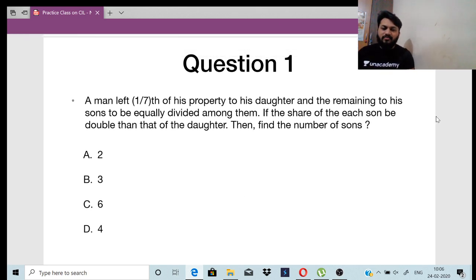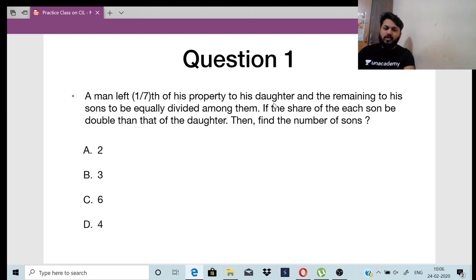A man left 1/7 of his property to his daughter and the remaining to his sons to be equally divided among them. If the share of each son is double that of the daughter, then find the number of sons. The share of each son is double that of the daughter, so how many sons are there? You have to find it. A trickier question, but it's only a 2-line answer. Give me the answer.